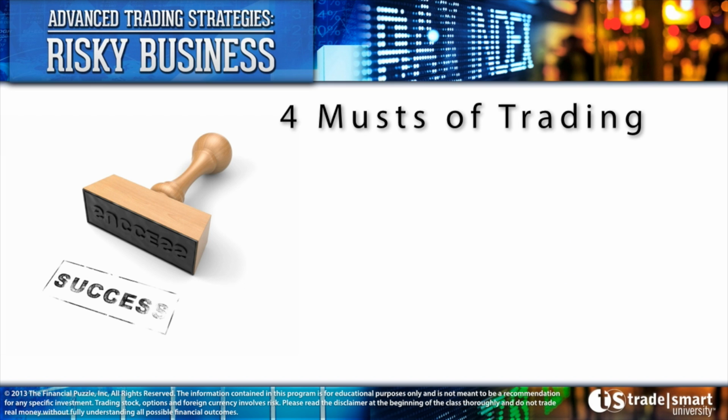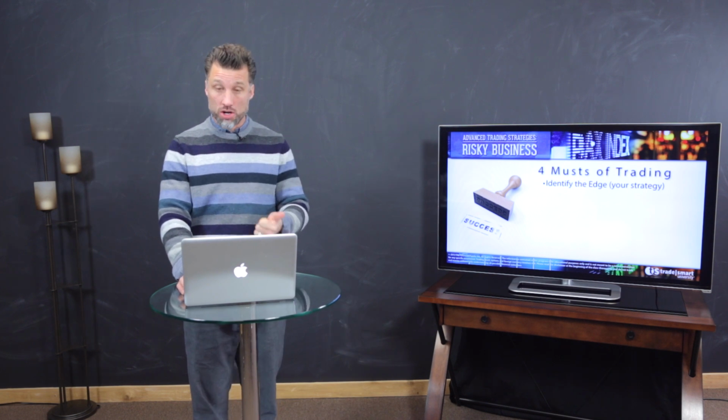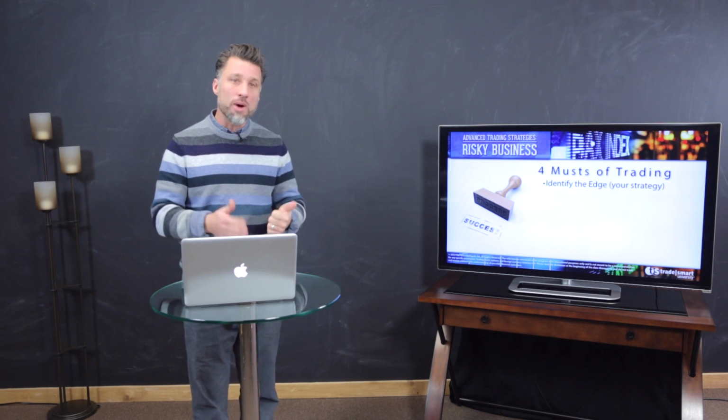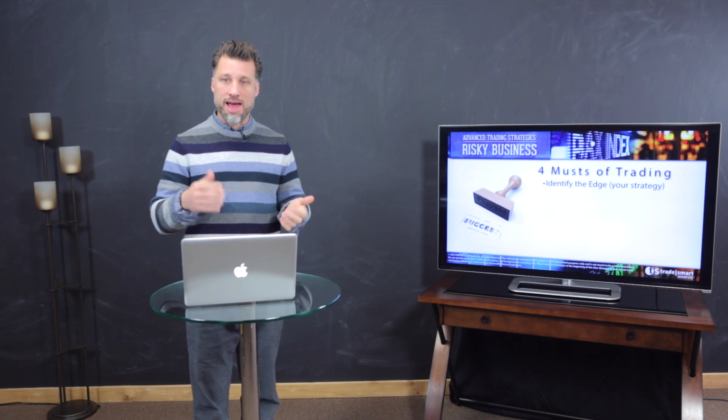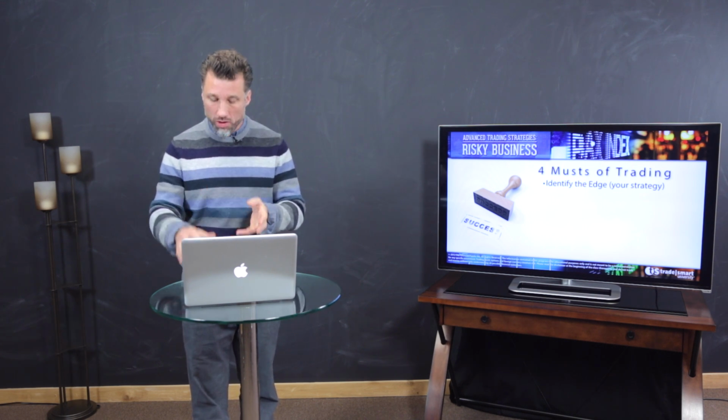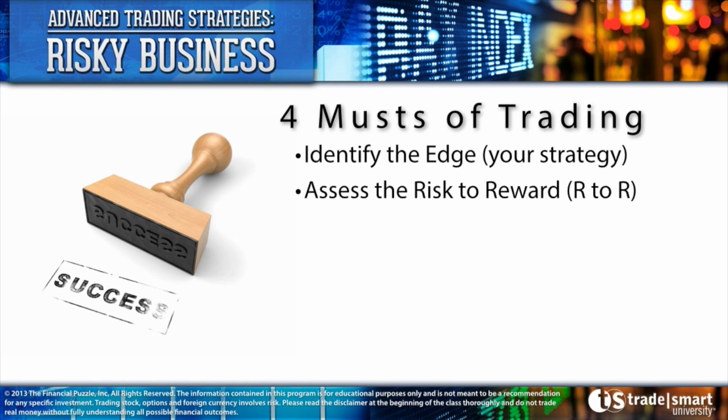A quick review, the 4 musts of trading. You want to identify your edge. People always ask me, you always say edge, Alfonso, how do I know what my edge is? Your edge is your strategy, your specific way that you rule out charts that you won't trade and have rules that are specific to charts that you will trade. Then you need to assess the risk to reward ratio. Remember, you don't want to be trading to risk 100 to make 100. You want to be risking 1 risk unit to make 3 plus risk units.